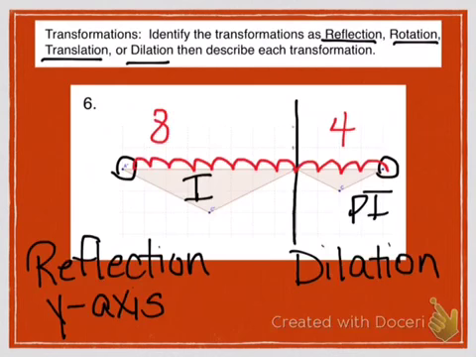So the scale factor is what you multiply. So I've got to take my pre-image and multiply it by the scale factor. And it's going to give me 8. So my scale factor, 4 times 2 is 8. So my scale factor is going to be 2.